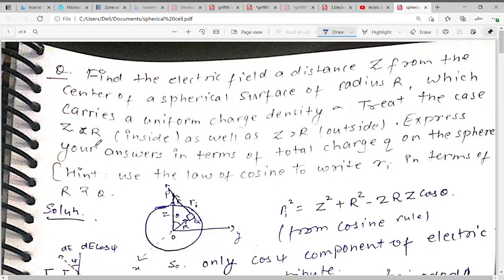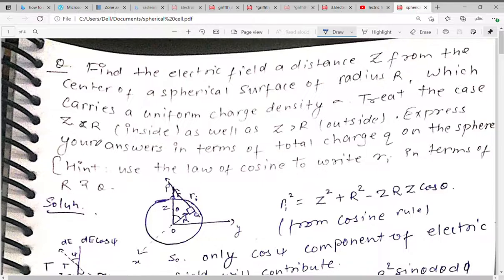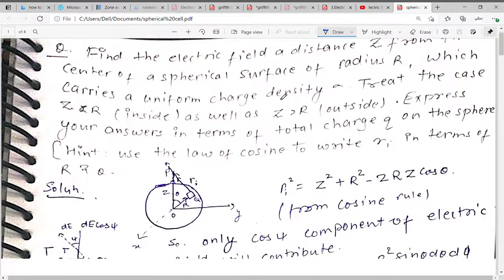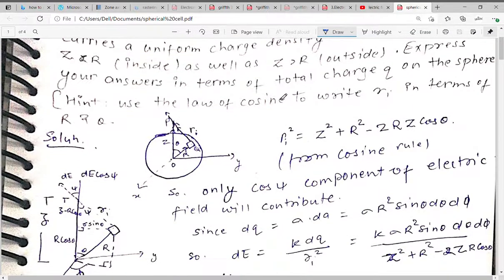Hello everyone, this is Ashish and today we are going to calculate the electric field strength outside and inside any point of the spherical cell. So this is a question you can read out. This is the same as I have discussed.